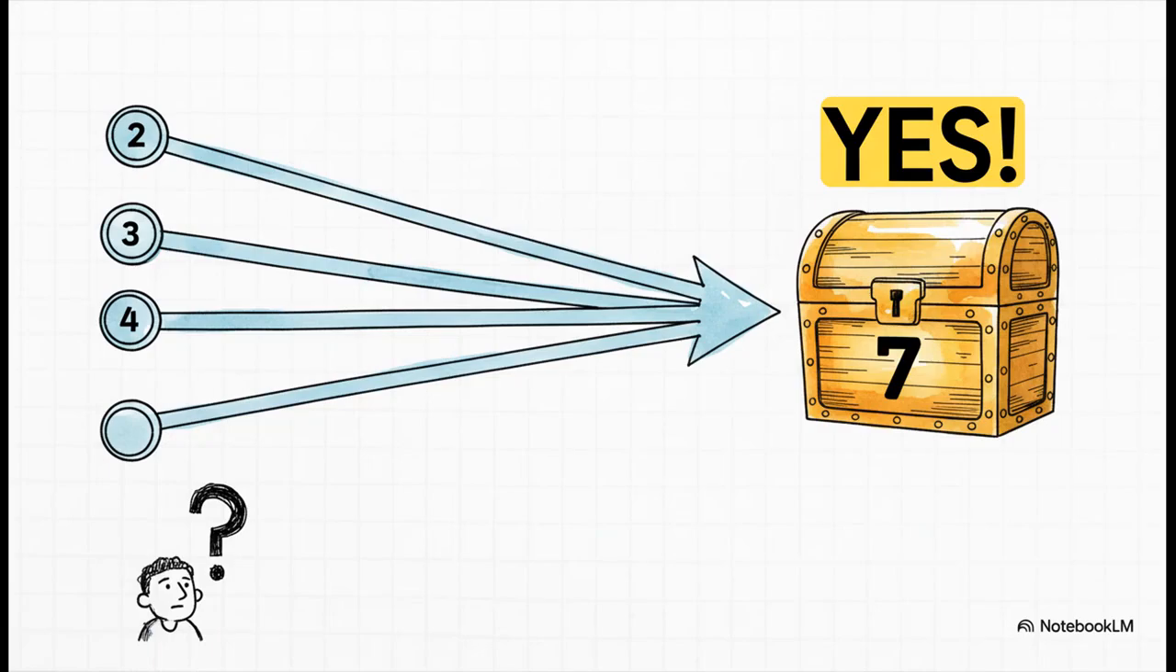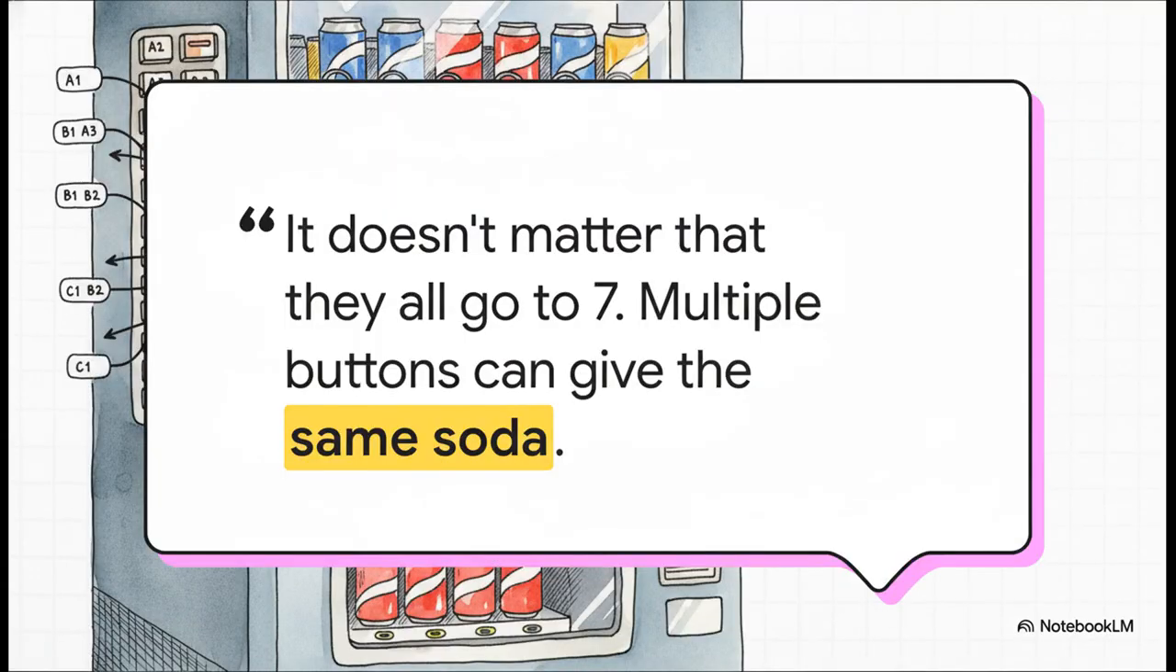So what does that mean? It means yes, this is a perfectly good working function. Now, I know what you might be thinking. Hold on, all the outputs are 7. How can that be right? And this brings us right back to our vending machine. It absolutely doesn't matter that they all go to 7. Think about it. It's totally normal for 3 different buttons on a machine to all give you the same can of soda, right? As long as each press gives you a predictable result, the machine is working just fine.